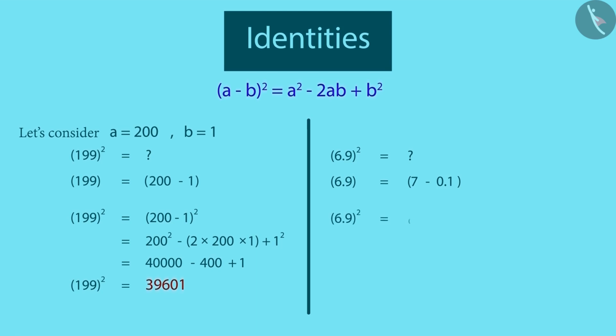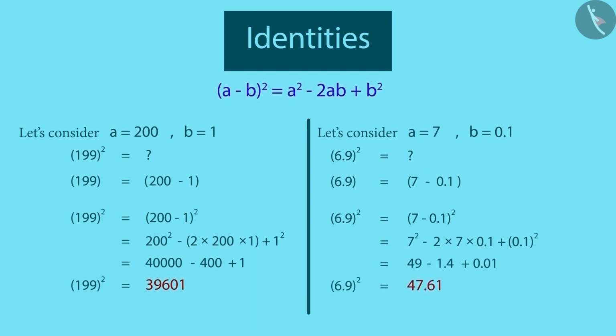So, 6.9 raised to the power of 2 will be equal to (7 minus 0.1) raised to the power of 2. (7 minus 0.1) raised to the power of 2 can be expanded with the help of this identity. Let's consider a as 7 and b as 0.1 here. Then we will get this. After further simplification, we get this answer.